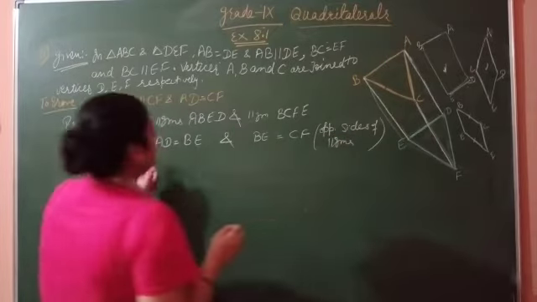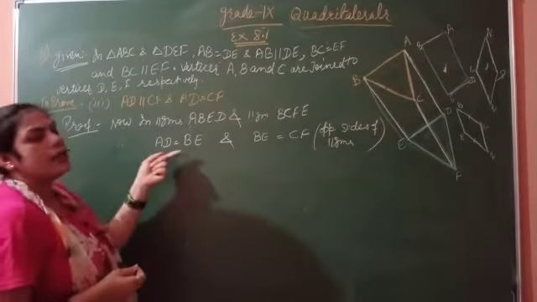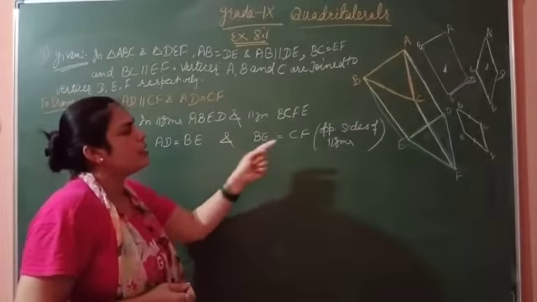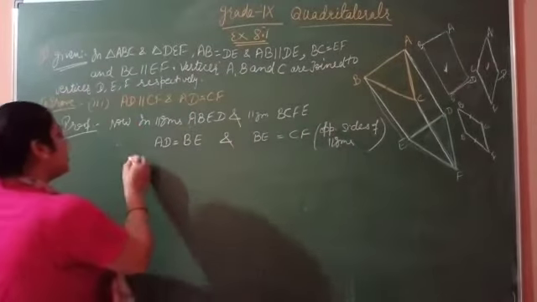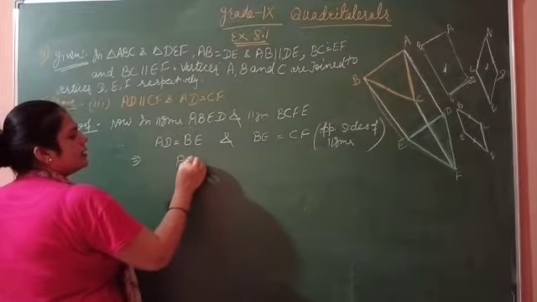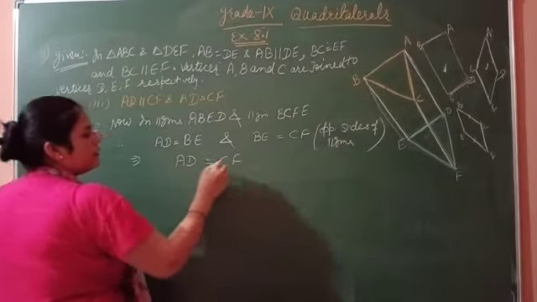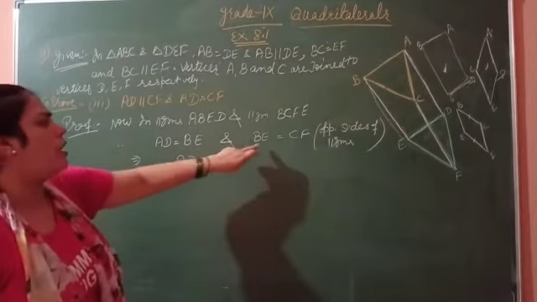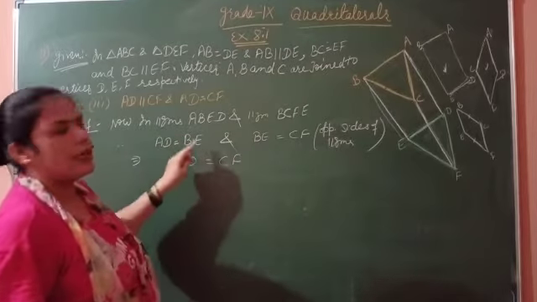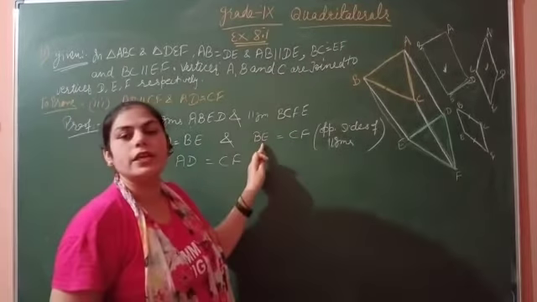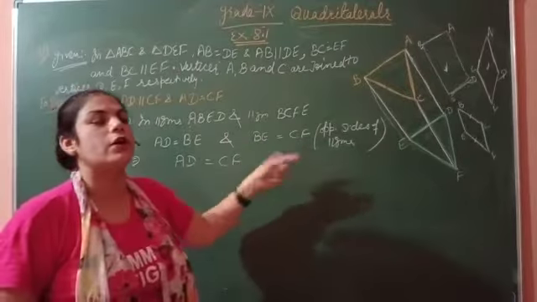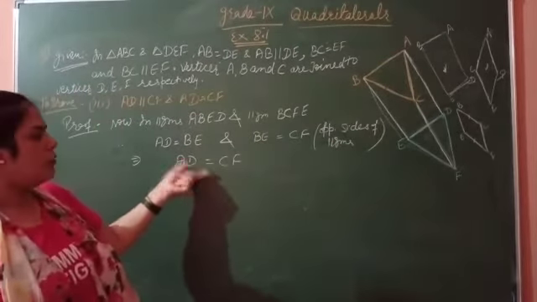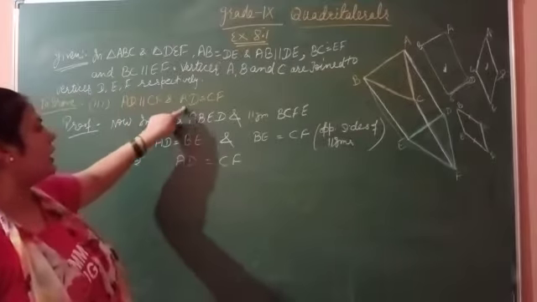So next, if AD is equal to BE and BE is equal to CF, what do we observe? This implies AD is equal to CF. Two things are equal to the same thing. AD is equal to BE, CF is also equal to BE. This means AD and CF will be equal. Clear? From this we have first proved that AD is equal to CF.